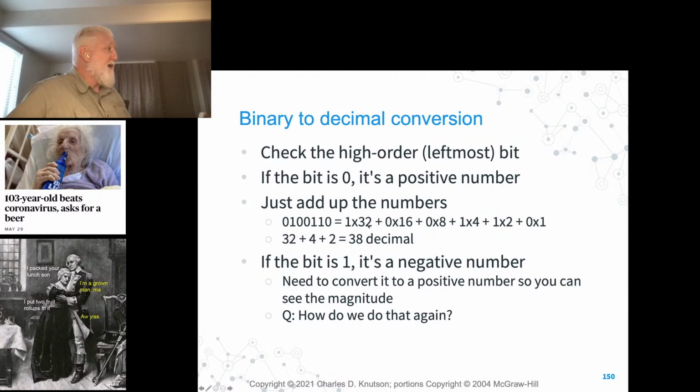We already know how to do that. But if that leftmost bit is a 1, it's a negative number. And unless we have superpowers, we can't look at it and just see the magnitude. So we have to negate it into a positive number. My first step always at this point is to write a minus sign on your paper, so you don't forget that this is a negative number. You're just trying to find out what its magnitude is.